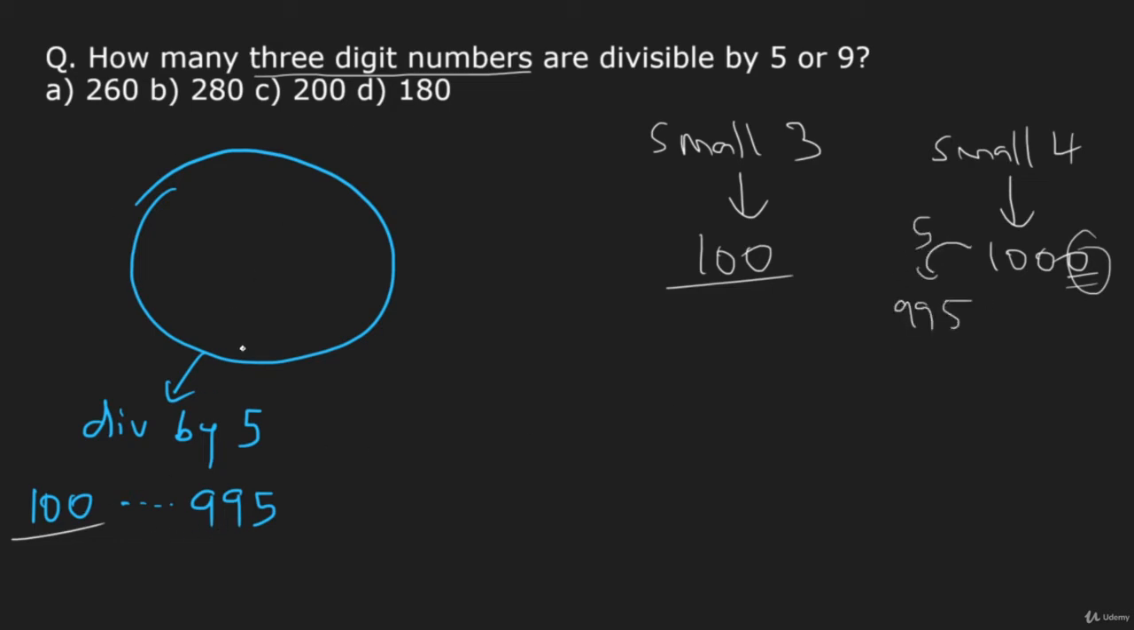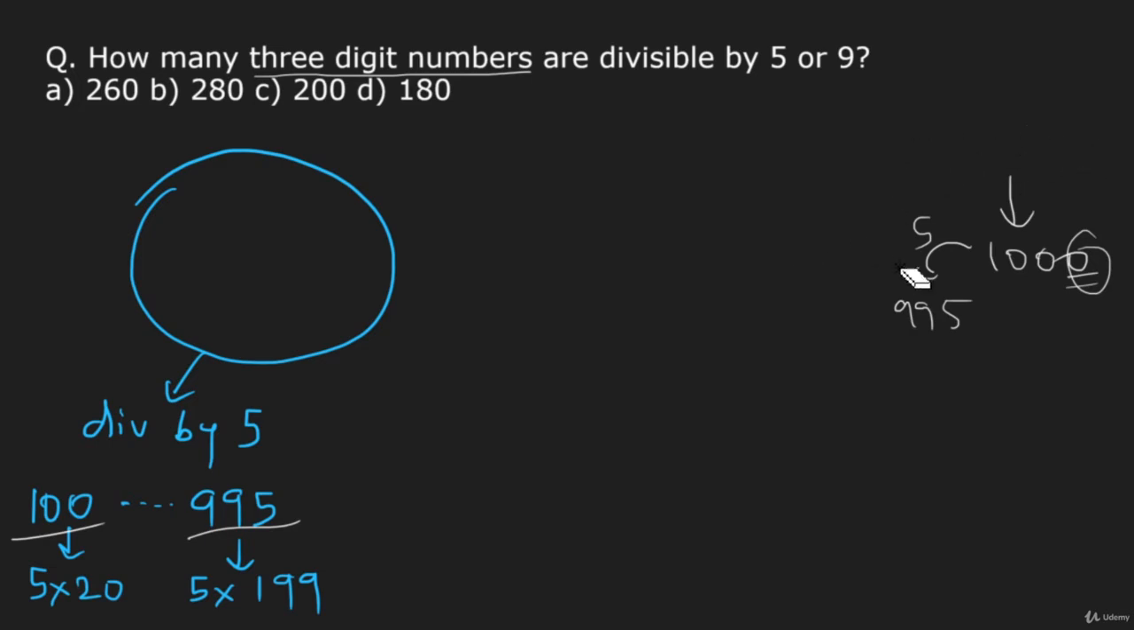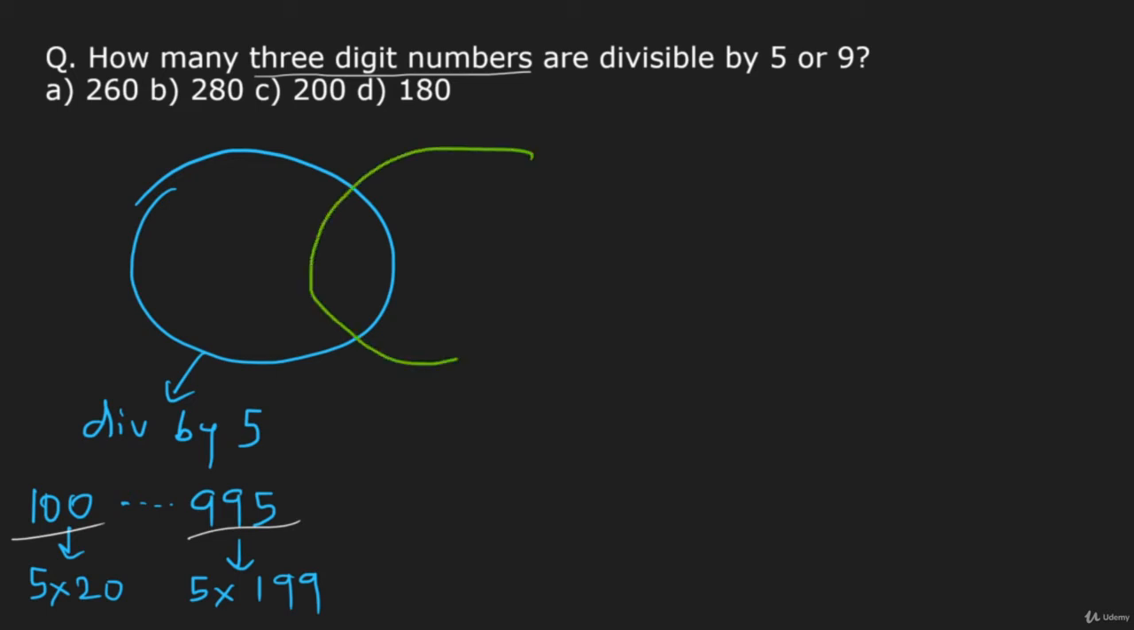So this set of numbers is the numbers from 100. The next one would be 105. The next one would be 110 up to 995. And we can observe that 100 is 5 into 20 and 995 is 5 into 199. Alright, now let me make some space over here. Let's do the same thing for numbers that are divisible by 9. Say this represents all the numbers that are divisible by 9 and are 3-digit numbers. Alright, now what are the numbers over here in this set?